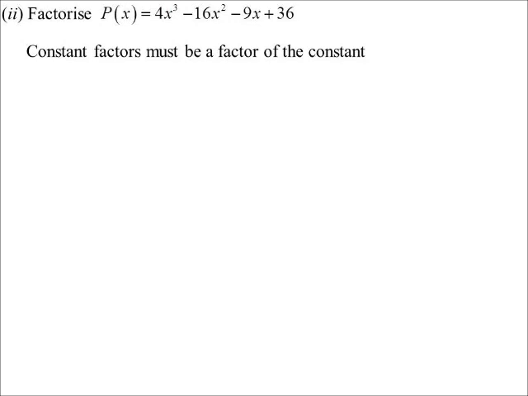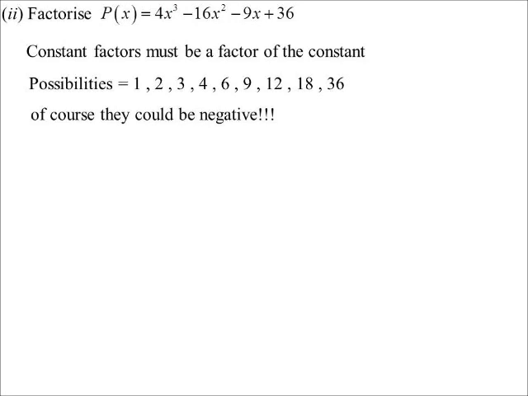So I'm looking for numbers that go to 36. So I'm not just going to randomly pick numbers to substitute in and see if the factor theorem works. I mean, we want to be sensible about this. We know it has to be factors of 36. Now, I deliberately did this example because 36, of course, has lots of factors. So we've got 1, 2, 3, 4, 6, 9, 12, 18, and 36. But of course, when dealing with polynomials, there could be negative numbers as well. So let's double the possibilities that we have to check.